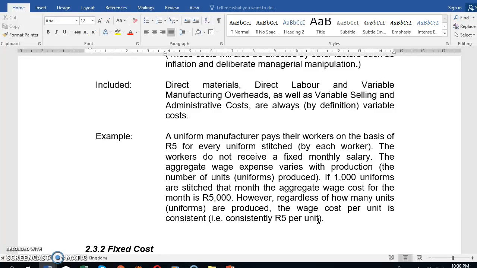However, we take this 5 Rand per unit and we multiply it with the number of uniforms and we get to the 5,000. And because the cost that is paid to the workers varies with the uniforms, the wage cost in this case is a variable cost. If we look at the definition, it's a cost that changes with production, and what's produced here is uniforms. So the more uniforms we produce, the more we're going to have to pay the workers, and therefore the wage in this case is a variable cost. Alright, that's it for this video for now, and when we come back we're going to discuss fixed costs.